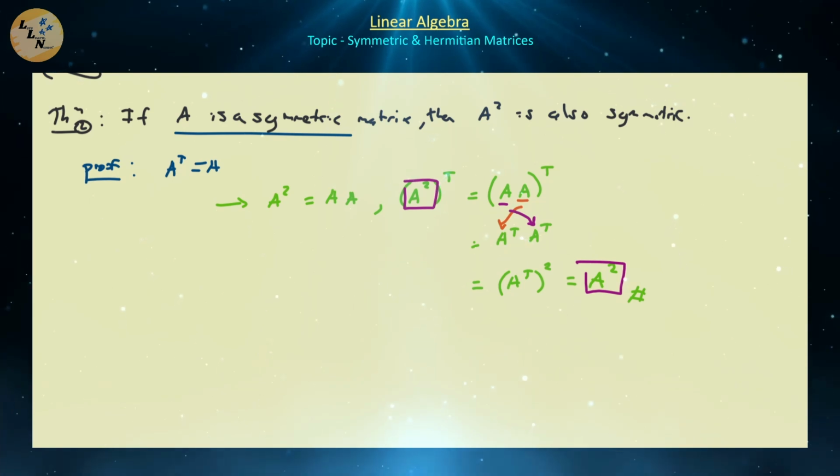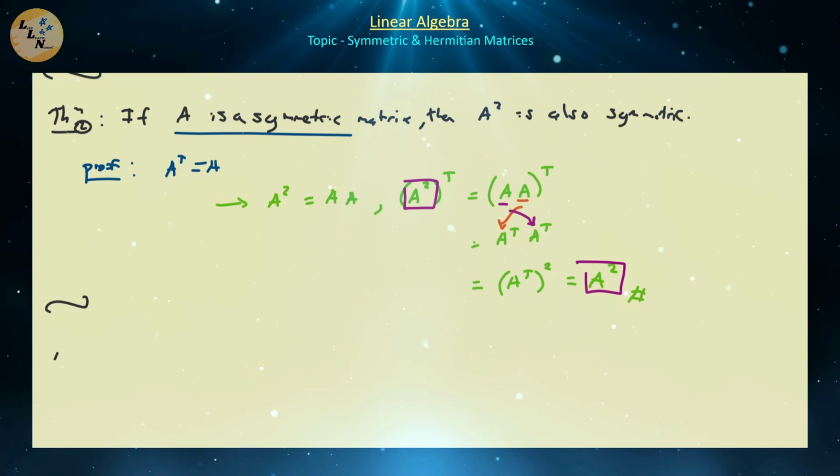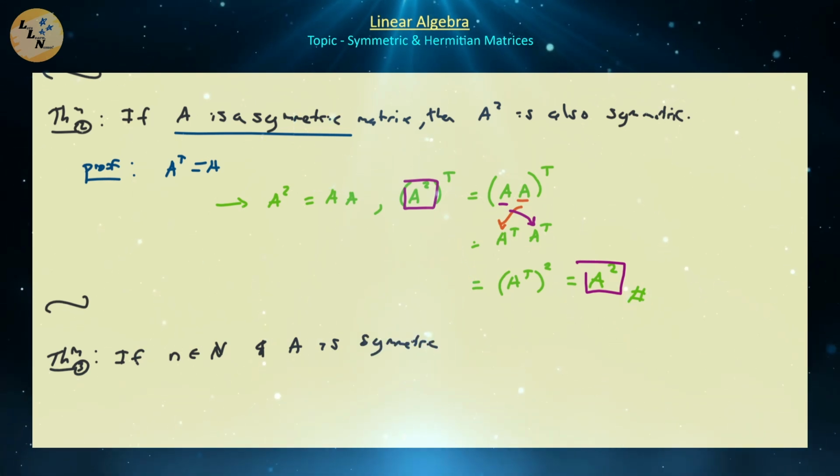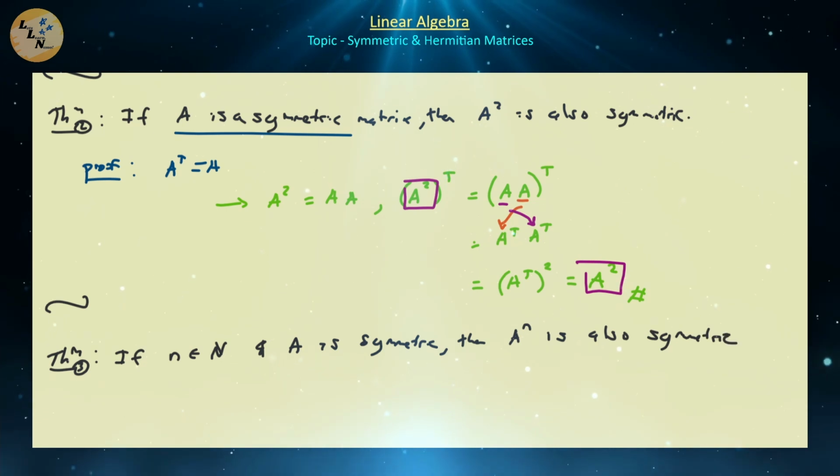Now, one may also guess, well, if A squared is symmetric, what about A cubed, A to the fourth, and so on? So one can prove this corollary, if one wants to call it that. If n is a natural number and A is a symmetric matrix, then A to the power of n is also symmetric. So if you know mathematical induction, that shouldn't be very difficult to prove.